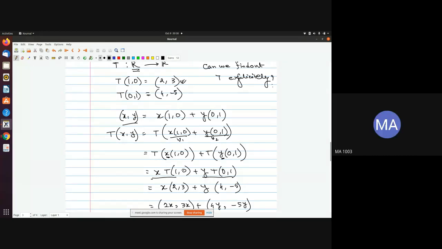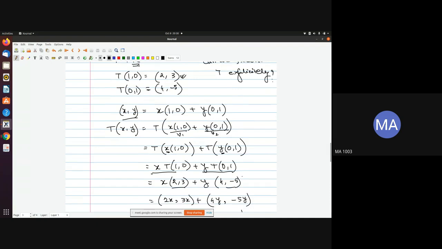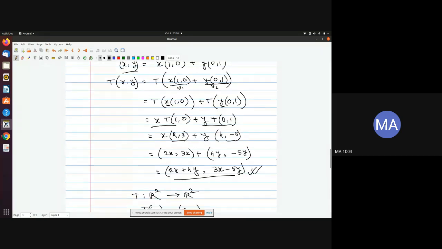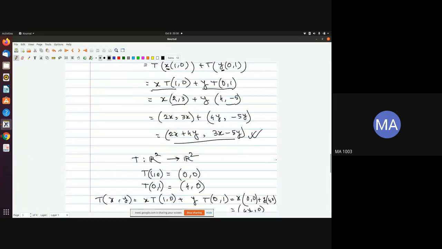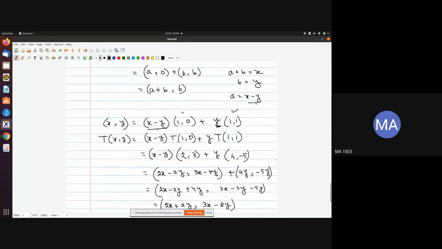Now you know the images of T(1,0) and T(0,1). Yes, sir. That images, and I can calculate it. I get the explicit definition of it. Okay. Thank you. Got it? Yeah. So that is what I am doing.